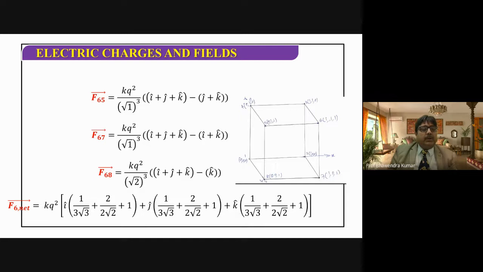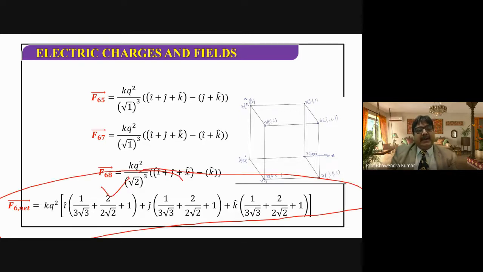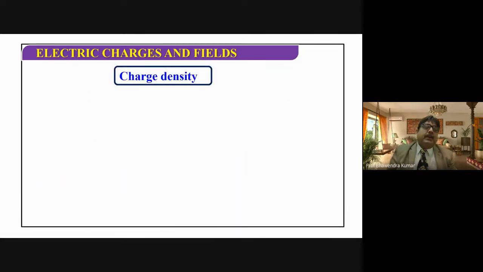So this is how the net result can be written. F6 net will be I, J and K. All will have the same components. Okay? Anyone having any difficulty? Okay. Now, so far we have used Coulomb's law for a point charge.